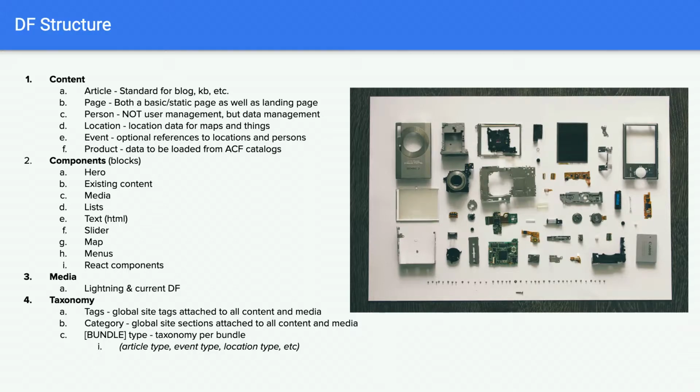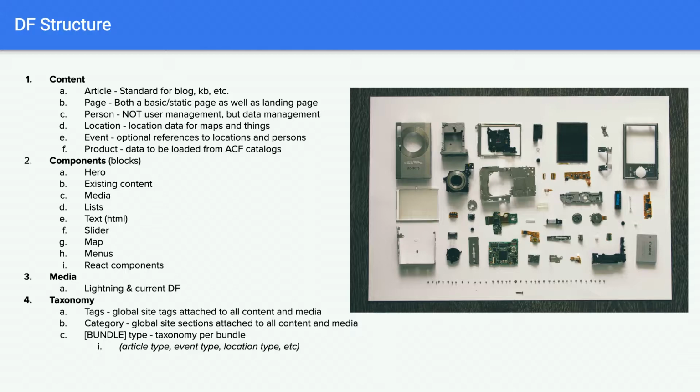For content types, just 6 different content types. Articles, could be a blog, could be a knowledge base, could be a press release. Pages, both a static page as well as a landing page using Layout Builder. Person, not as a user, but as point of information, like speaker at a conference, executive on the About Us, our team page, etc. Location, of course, addresses and information, hours, open, that type of thing. Events, another popular one, and then of course product information.